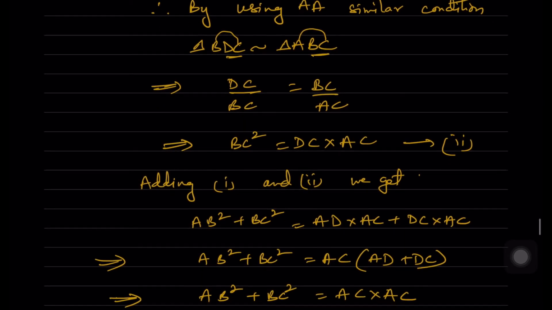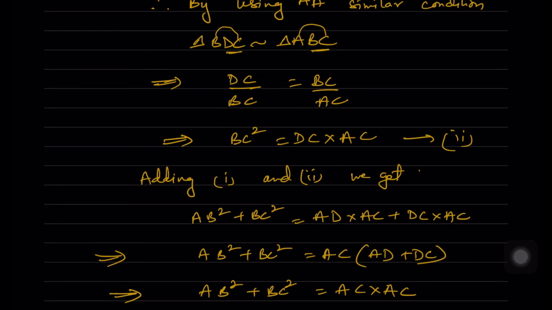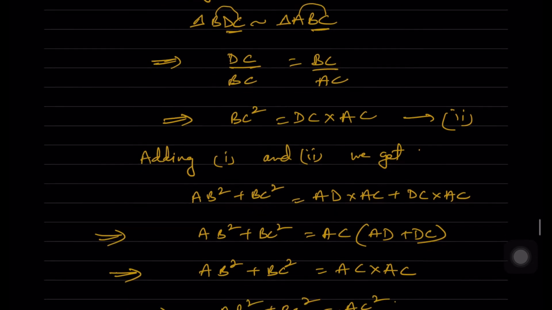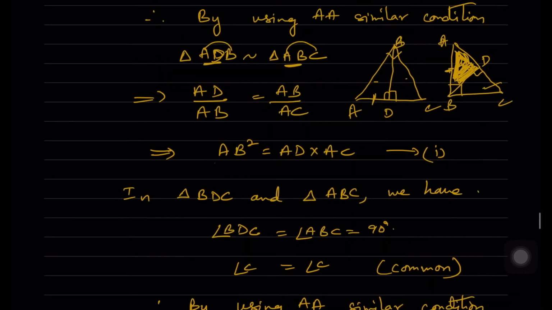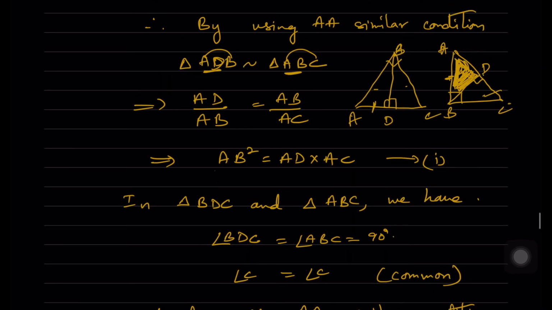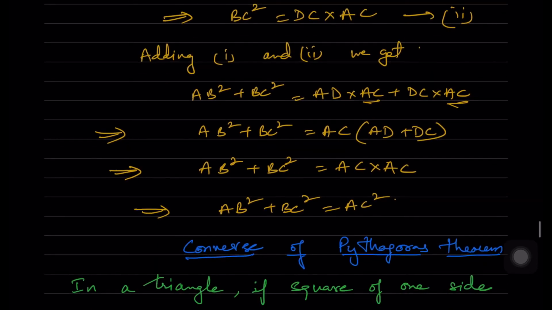Adding 1 and 2, we get AB square plus BC square is equal to AD into AC plus DC into AC. So AB square plus BC square is equal to AC into, taking AC common, AD plus DC. Here you can see from the figure, AD plus DC is nothing but AC. Therefore you get AC into AC, which is equal to AC square.